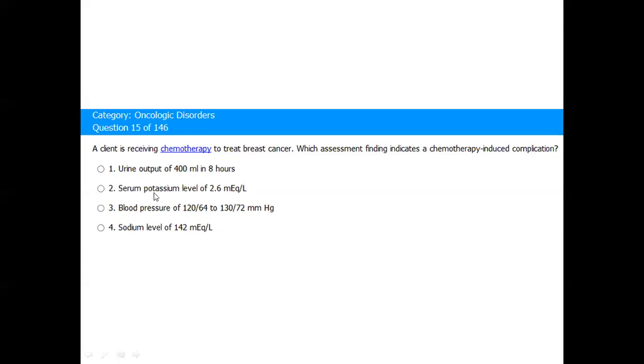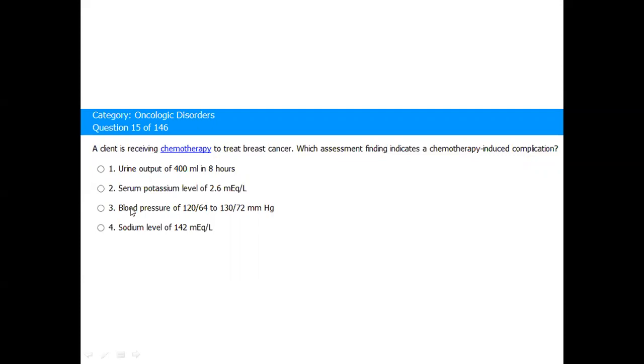Now, number two, serum potassium level 2.6. Definitely it is abnormal. What is the normal serum potassium level? It is 3.5 to 5. So it is abnormal. And this low potassium, or hypokalemia, leads to cardiac dysrhythmia, and cardiac dysrhythmia leads to cardiac arrest, and the patient will die. So this is the top priority, number two.